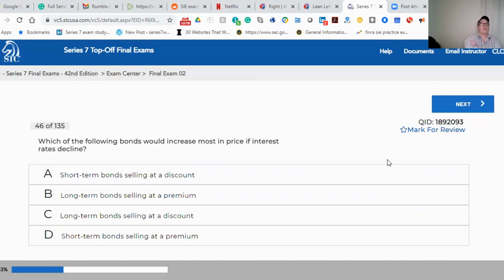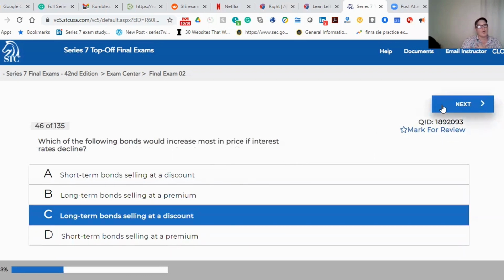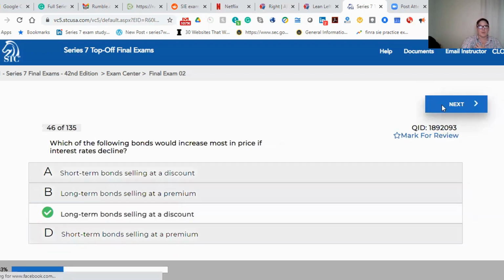Which of the following bonds would increase the most in price if interest rates decline? So if rates go down, bonds go up. So which ones move the most? Long and low, baby. So long-term bonds move the most. So we're going to go with the discounts. So we got A and C, because that's low coupon or low price, with the long-term. So I'm going to go with C, long-term. It says the most, right? It doesn't say least. Always kind of double check a little bit. I'm going faster than you should because I want to get as much in as I can.